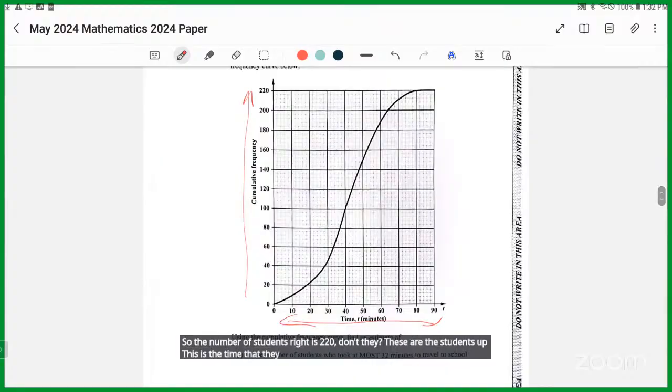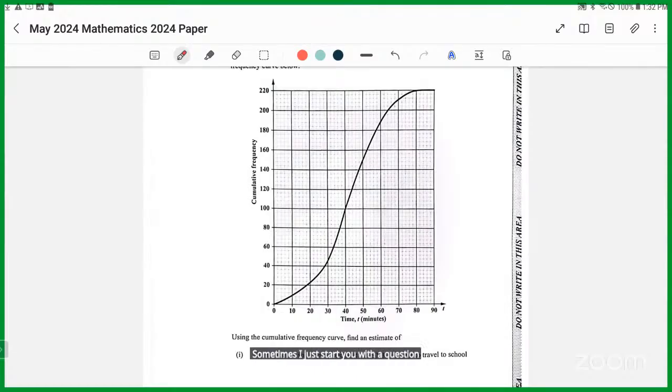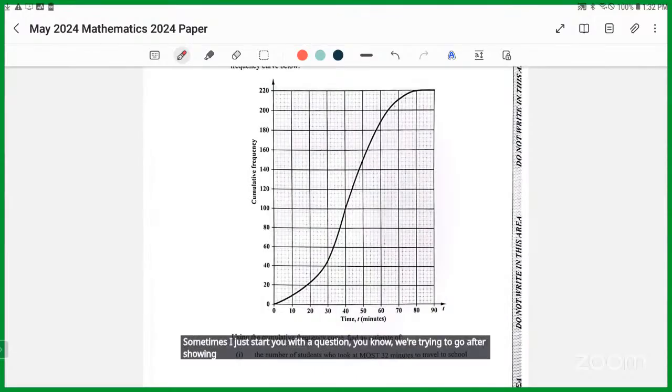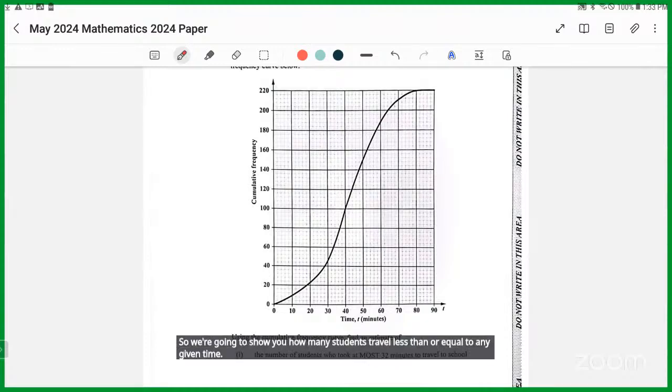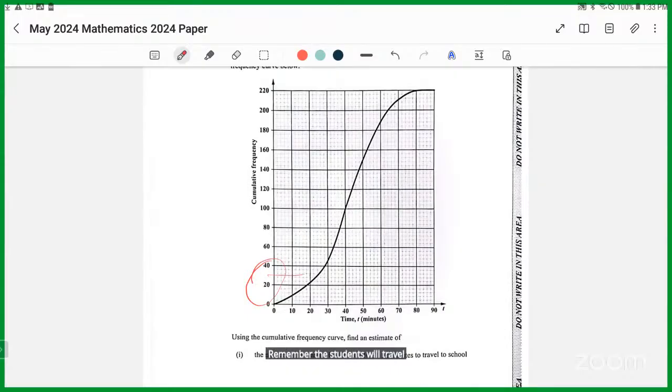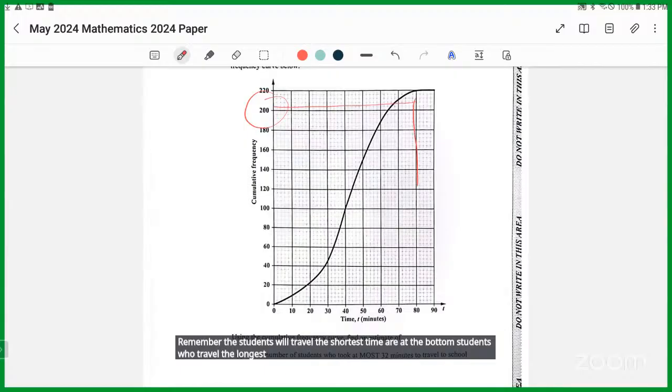But remember, the cumulative frequency graph doesn't really give you the actual time. It gives you a less than time or a less than or equal to time. At the start, you read the question and you know which one the graph is showing. So it's going to show you how many students travel less than or equal to any given time. Down here, remember, the students who travel the shortest time are at the bottom. Students who travel the longest time are the ones at the top.